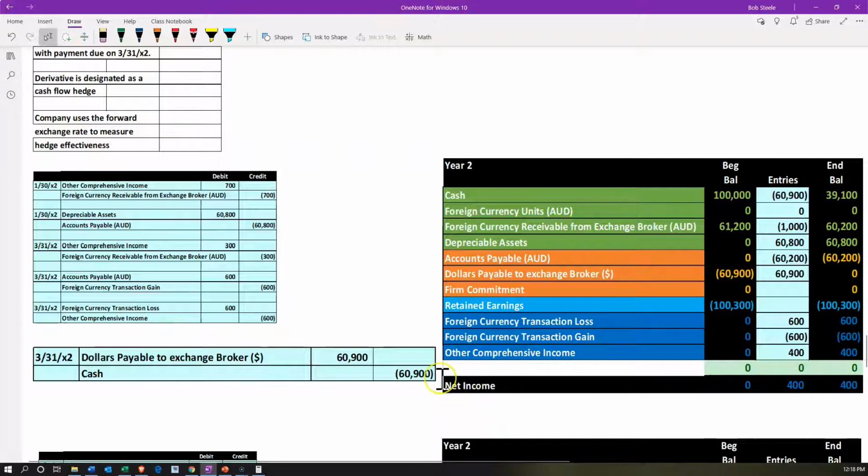We're going to credit cash, paying straight dollar cash, and then we're going to debit the dollar payable to the exchange broker, reducing that liability down to zero and reducing the cash.